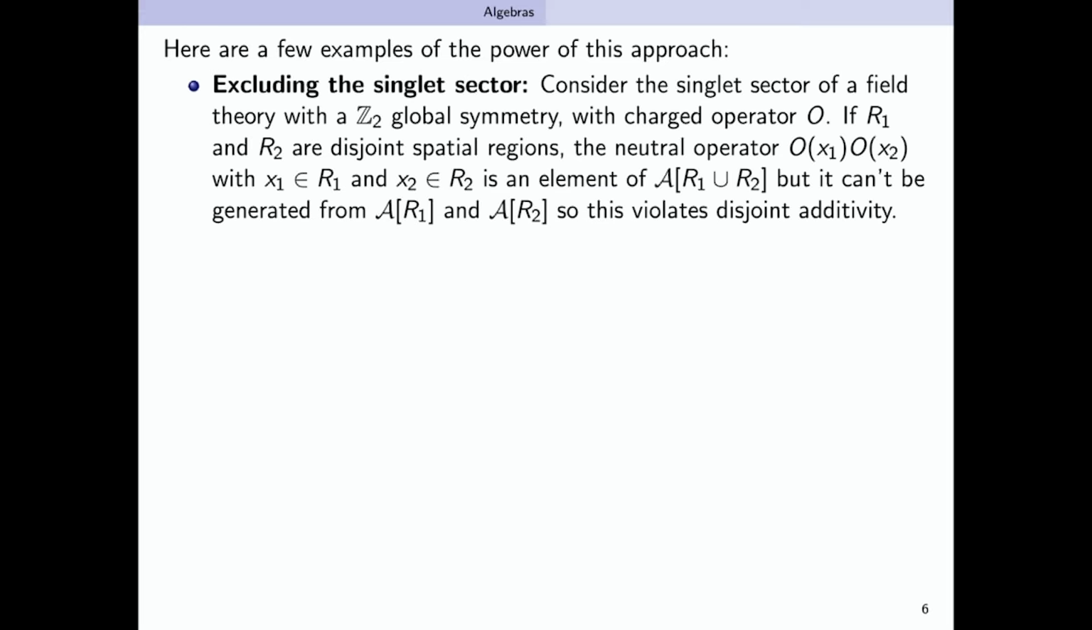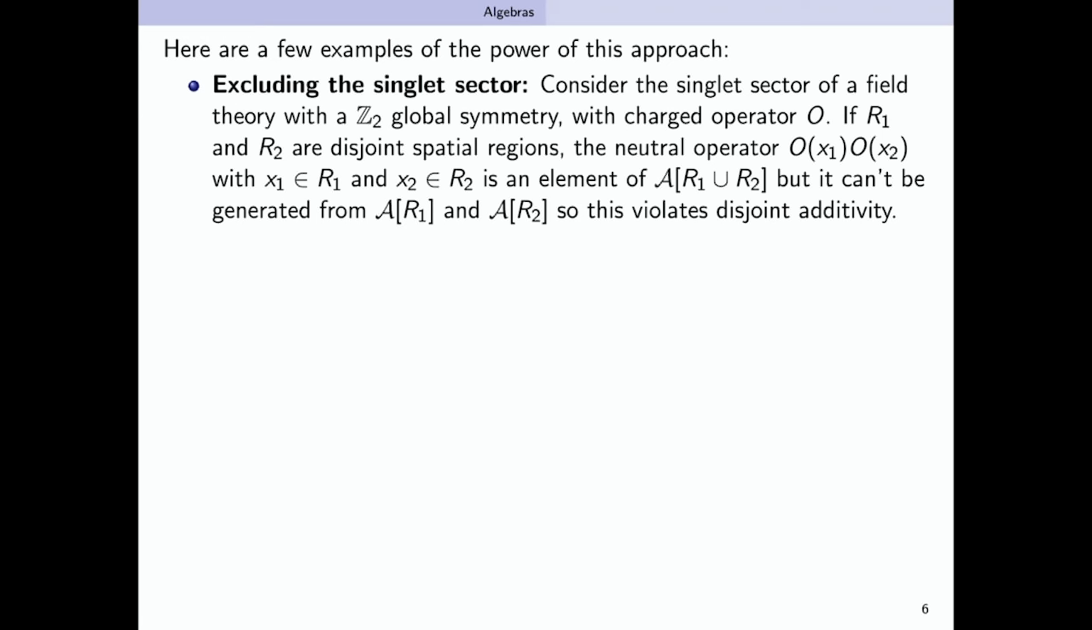Okay. So here are a few examples where you can see the power of this. One thing that you rule out with modularity, but not with just looking at correlation functions of local operators, is this idea of the singlet sector theory. Consider the singlet sector of some theory with a Z2 global symmetry. It doesn't have to be Z2, I just do Z2 to be easy. And let's say that there's some operator O in the theory that's charged under the symmetry. Of course O is removed by the singlet constraint, but I start with a theory that has an O that's charged.